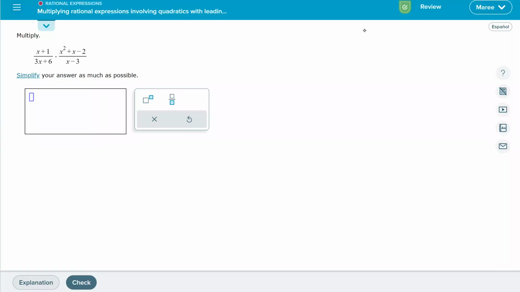This lesson is called Multiplying Rational Expressions Involving Quadratics with Leading Coefficient of 1. So our quadratics have a leading coefficient of 1, which means they're going to be a little bit easier to factor if it's quadratic. So we can rewrite this as one fraction. The numerator is x plus 1, and I recommend putting it in parentheses so you don't get it confused. Now the x squared plus x minus 2 can be factored into x plus 2, x minus 1.